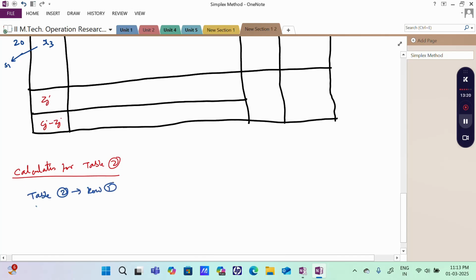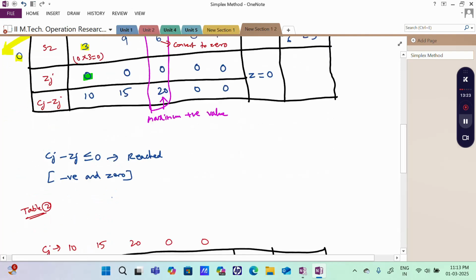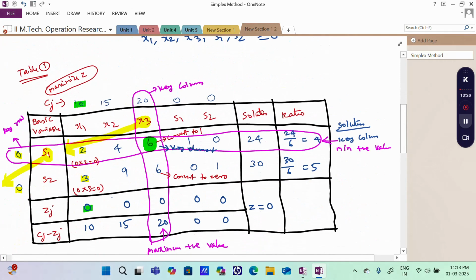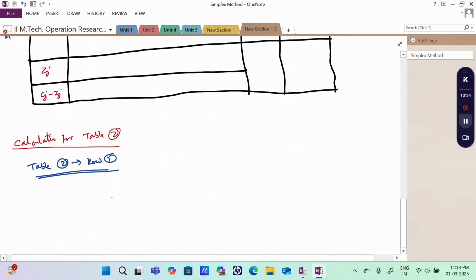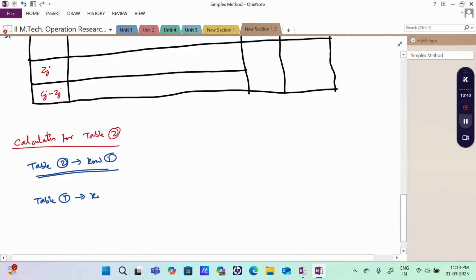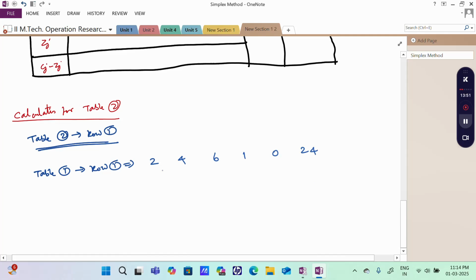Now the first row of table 2. How to calculate table 2 row 1? See, in the first row the key element converts to 1. If I want to convert the key element to 1, divide the whole row by 6. Table 1, row 1, what is the value? 2, 4, 6, 1, 0, 24. So this is our value. Now this value converts into 1. How to convert? By 6.